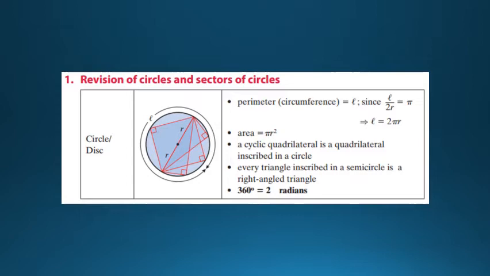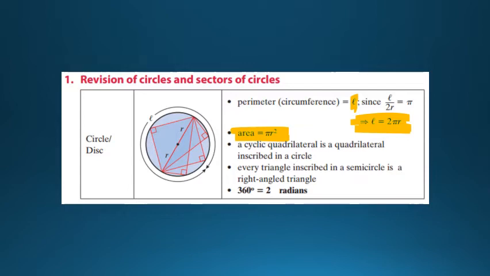So let's revise some of the things that we already know about circles and circumference. The perimeter is also called the circumference, and we use the letter L for that, L for length. As we know, the circumference of a circle is 2 pi r. We've already learned from past work in the Junior Cert that the area is pi r squared. So we're going to be using those two formulas quite a lot today.